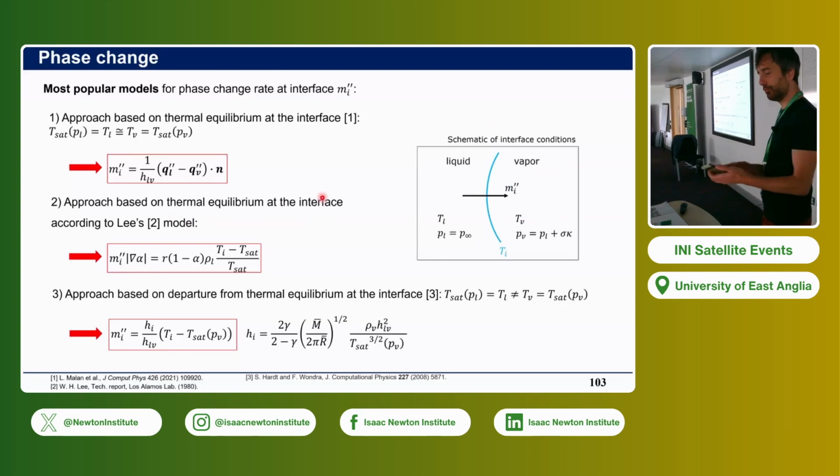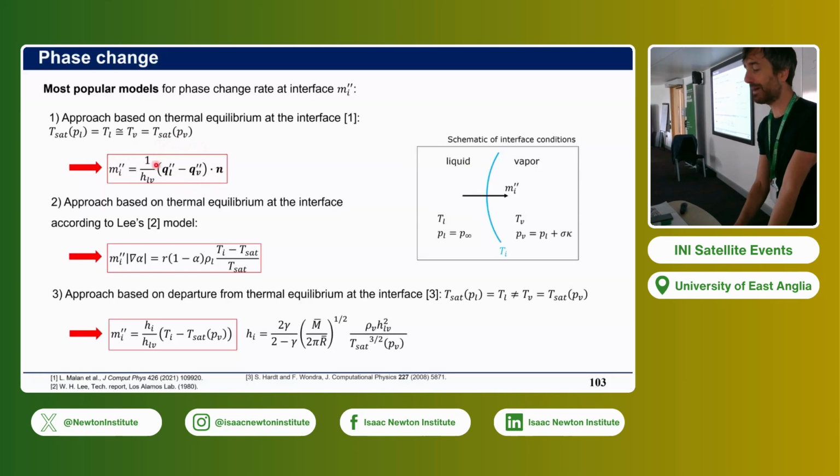Now, there are many models, many ways to calculate this rate of mass transfer at the interface. These three are the most popular ones. The first one is an approach based on thermal equilibrium at the interface. It assumes that the interface stays at the saturation temperature and evaluates the rate of mass transfer based on the Fourier law. So it calculates the rate of mass transfer based on the heat flux you have at the interface. So you need a heat flux to have a mass transfer.